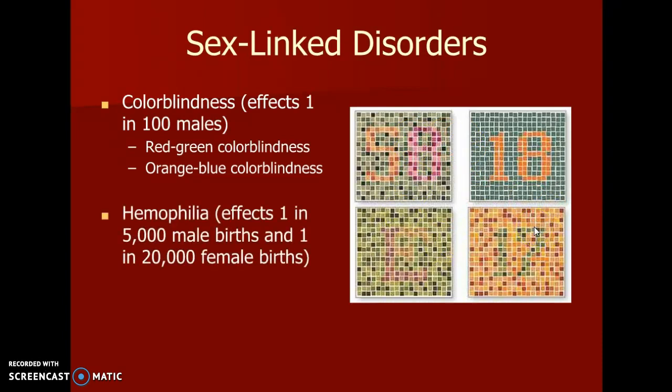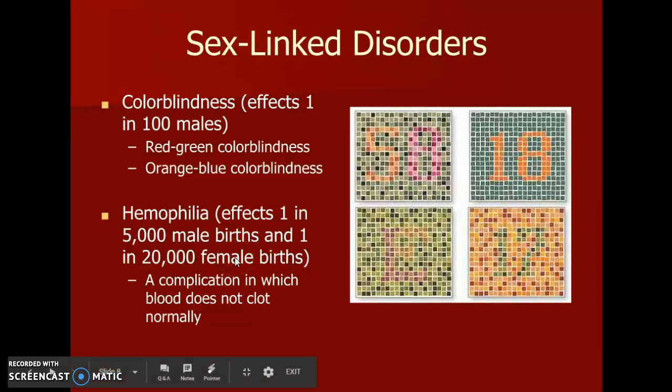All right, another sex-linked disorder is hemophilia. It affects about 1 in every 5,000 male births and 1 in every 20,000 female births, which is females are a quarter less susceptible to getting this sex-linked disorder. So, a complication in which the blood does not clot normally is what hemophilia is. Now remember, the only way a female could possibly get this is if her father would be a hemophiliac and the mom would be a carrier for it. Now, if both of them were hemophiliacs, well, I think you can figure out that everybody's going to get this disorder.